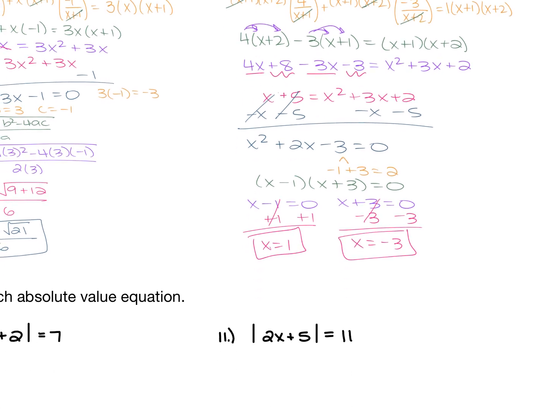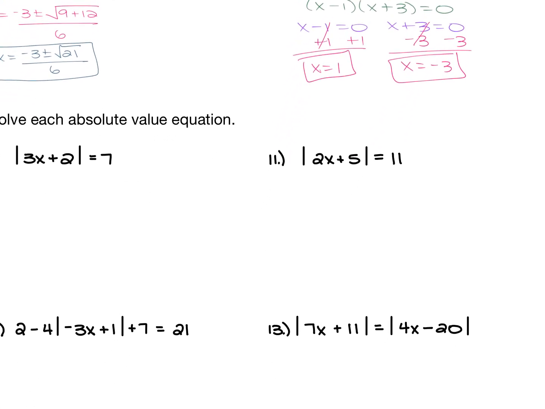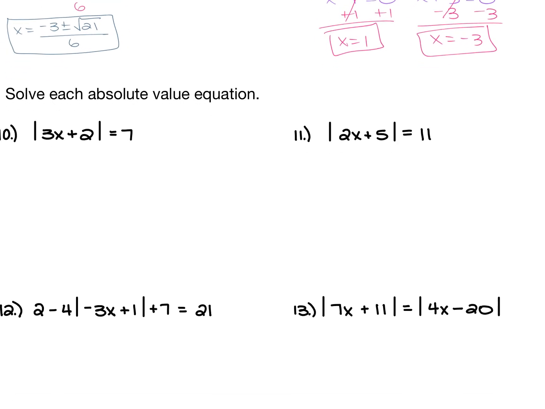Your last part of your review goes over solving equations using absolute value. So for this example, for number 10, you have the absolute value of 3x plus 2 is equal to 7. For this one, double check, make sure your absolute value is by itself and it's equal to a positive number. It is in both cases, so we're going to separate this to be 3x plus 2 is equal to 7, as well as 3x plus 2 is equal to negative 7. We're just going to solve both of them.